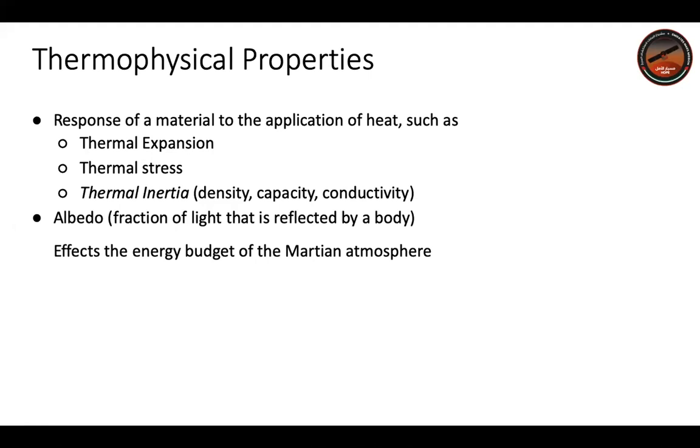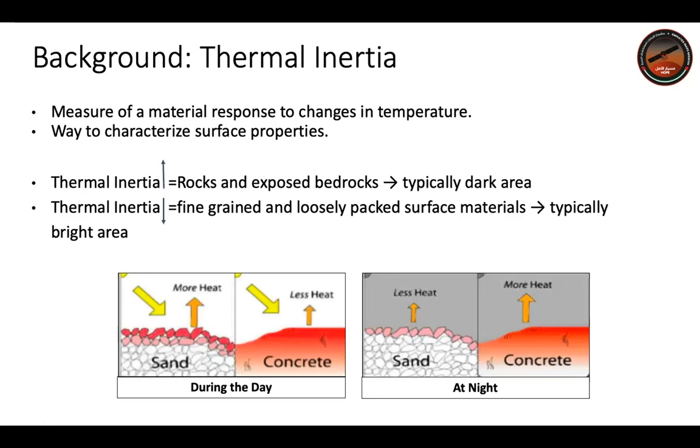And in order to calculate the thermal inertia of a material, we need to know the material's density and its specific capacity as well as its conductivity. Other than that, we have albedo as a thermophysical property, which is a fraction of light that is being reflected off a body or a surface. All of these thermophysical properties are known to play an important role in the radiation budget of the Martian atmosphere. So let's look deeply into the thermal inertia, and then we will focus on the albedo.